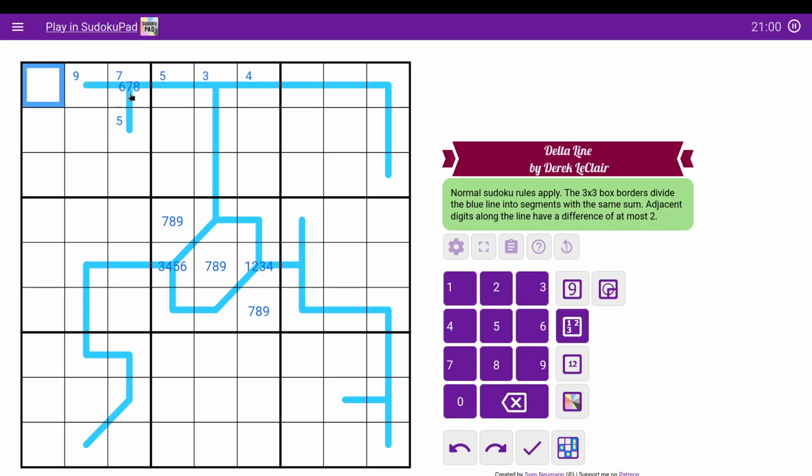Where is 8 in this row? 8 will end up here. Where is 6 in this row? Well, 6, 4. 8, 7, 5, 6, 4. 3, 1, 2. Something like that. Now this is already 15, so this adds up to 6, but this has to go up.